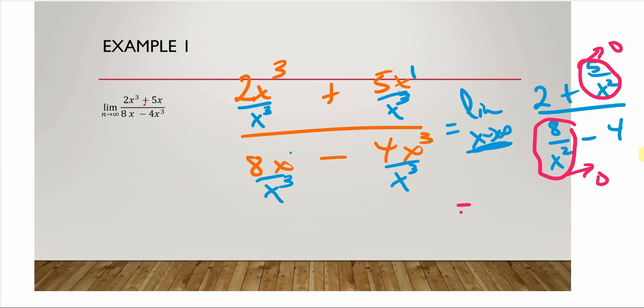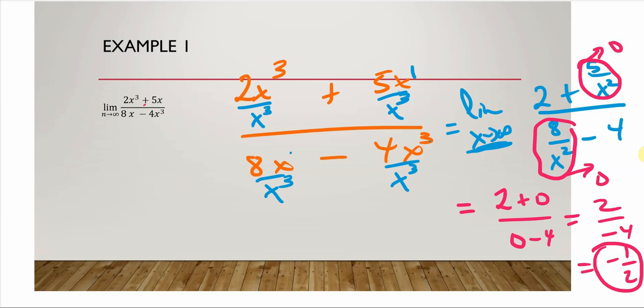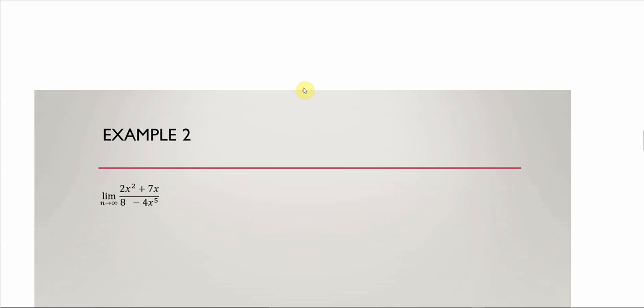So what am I going to be left with? I'm going to be left with 2 plus 0 over 0 minus 4. So I'm going to be left with 2 over negative 4, and I'm left with negative 1/2. So my answer for this limit is going to be negative 1/2. All right, let's try another one.